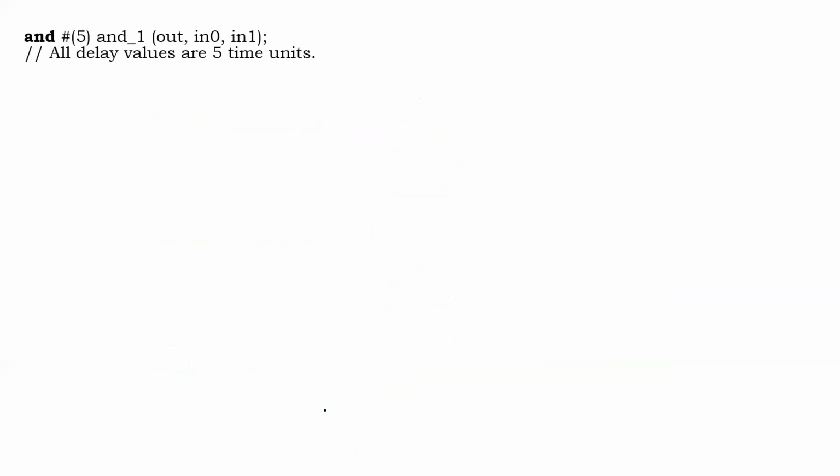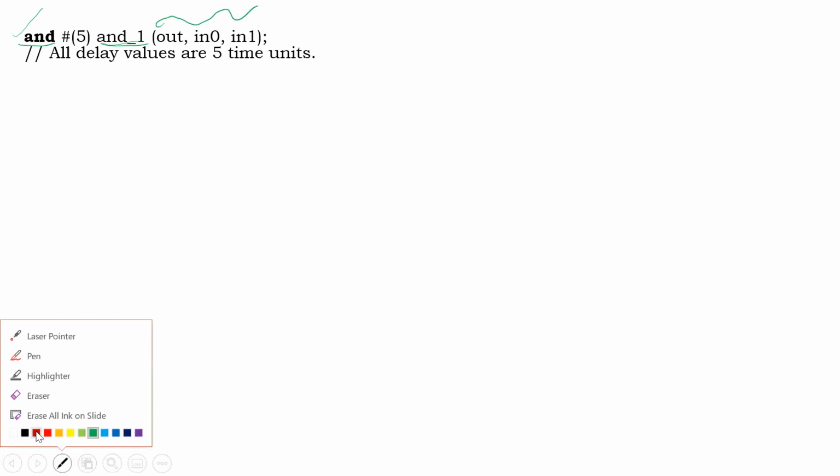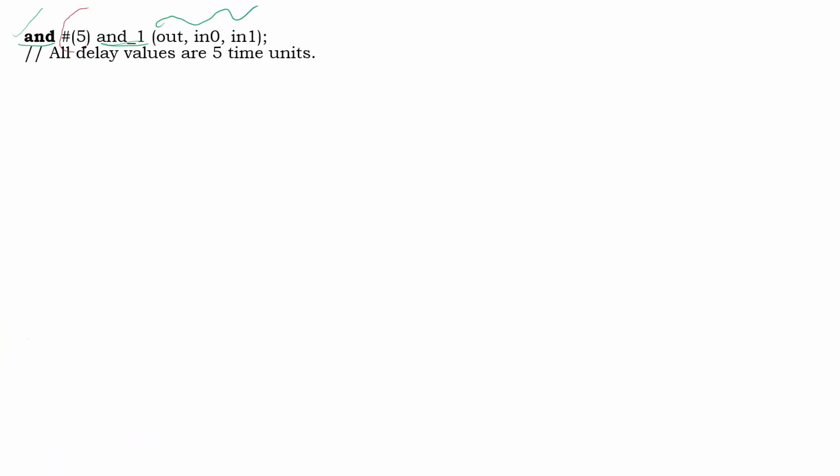So listen, the first example is here. This is the AND gate, this is the instance name, and these are the ports. Remember, Verilog is case sensitive, so definitely use lowercase letters for the gate. What is this extra part here? This extra part is nothing but the delay.